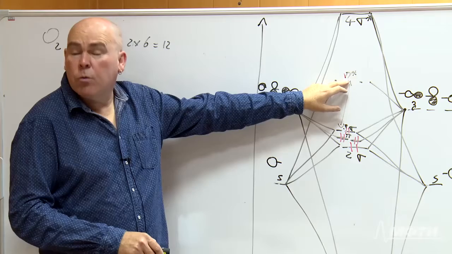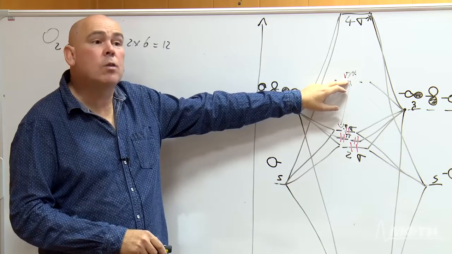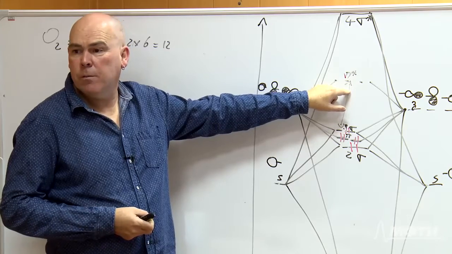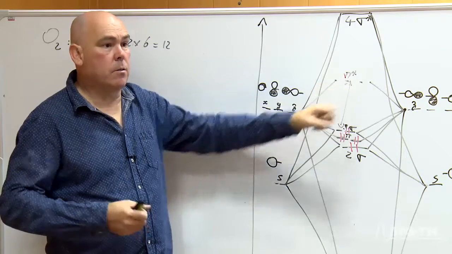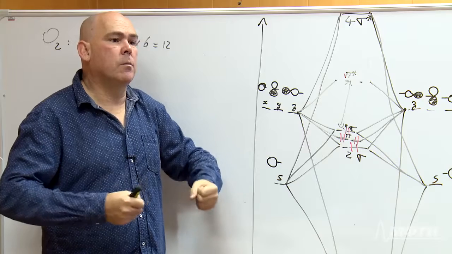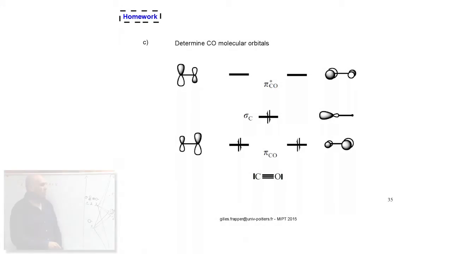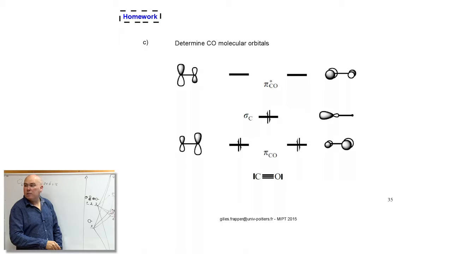O2+. So what do you do when you make the cation O2+? We remove 1 electron from the pi star level, which means that the bond becomes stronger. So you should decrease the separation, the distance between the two oxygen atoms, which is what we actually observed.